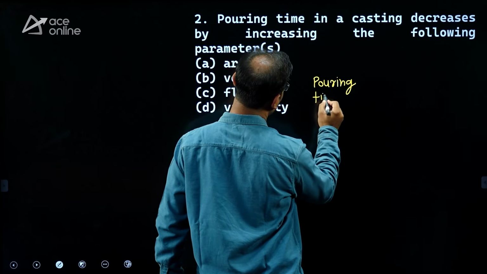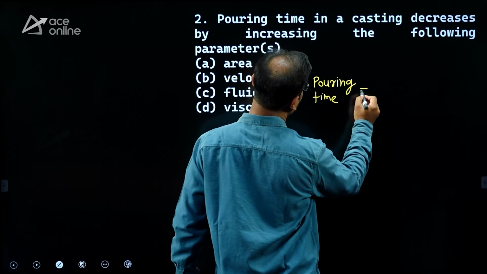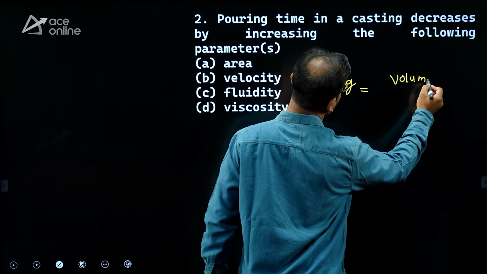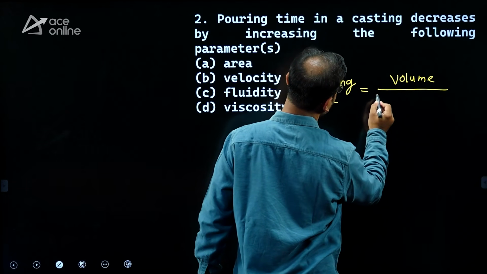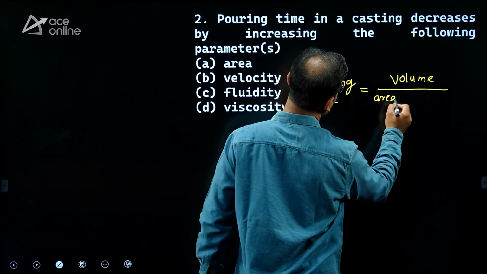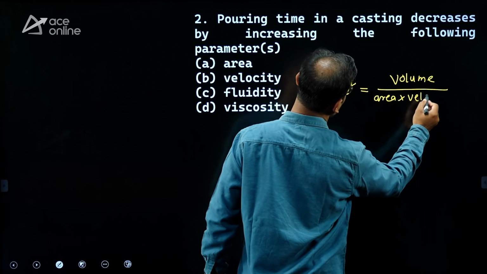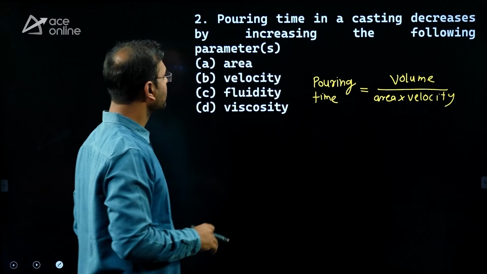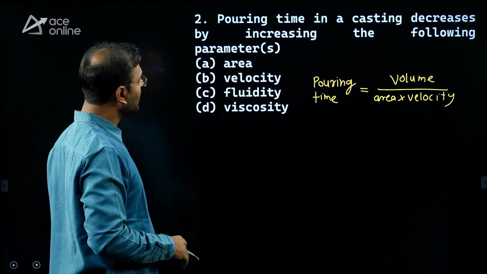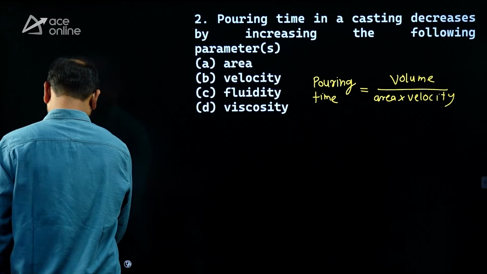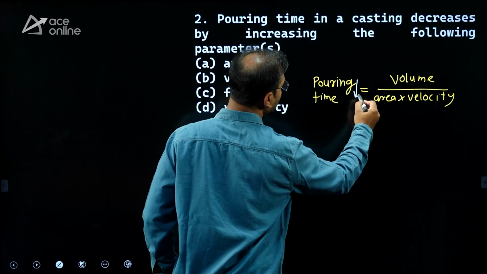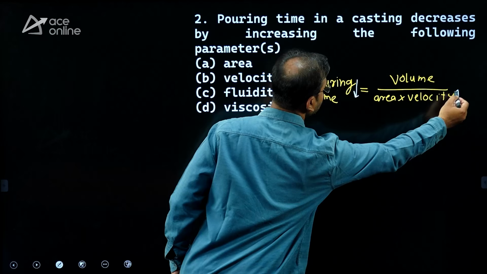Pouring time. What is the formula for pouring time? It is volume divided by area into velocity. Okay. Then pouring time in a casting decreases means pouring time in a casting decreases when the velocity is going to increase.